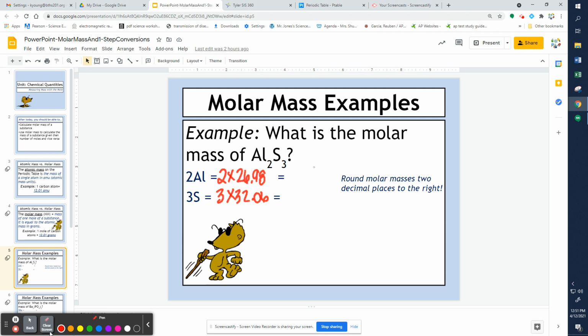So I'm going to use my calculator and calculate both of those and then add them together. So using my calculator, 2 times 26.98 is 53.96, and then 3 times 32.06 is 96.18. My last step to find the molar mass is to add them together. 149.34, and that's grams.